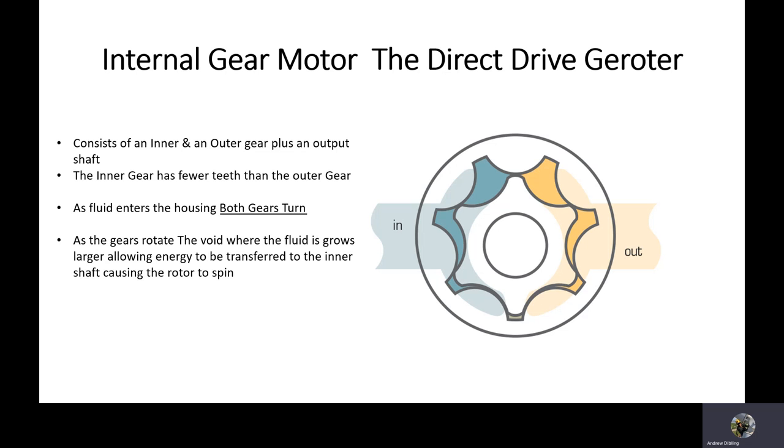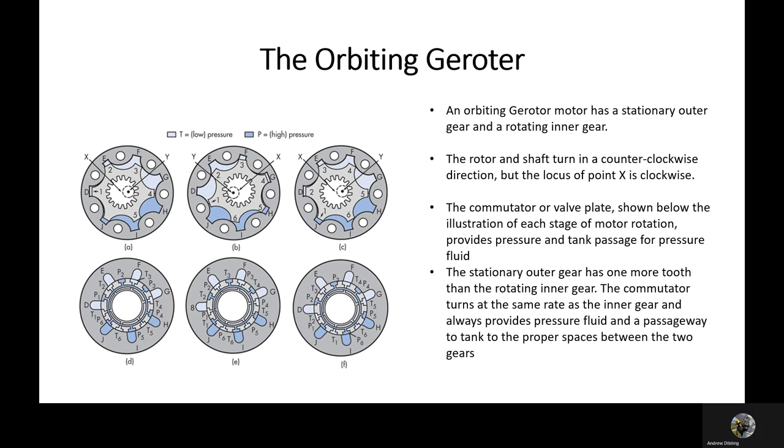And as a result of that, as the fluid is pushed in and that void gets bigger, again, pressure is cashed in for rotational movement, and you turn that pressure into RPM or into torque, right? So high pressure coming in from the left and low pressure going out on the right. And again, this is exactly opposite of a Gerotor pump.